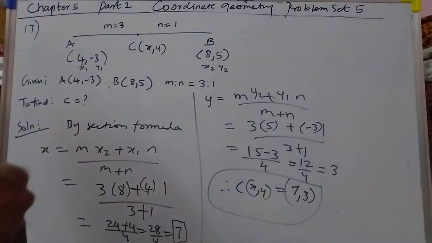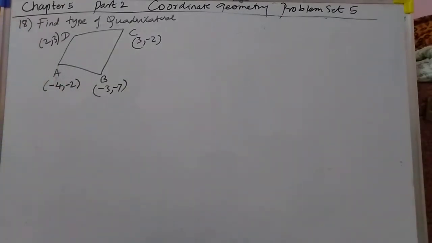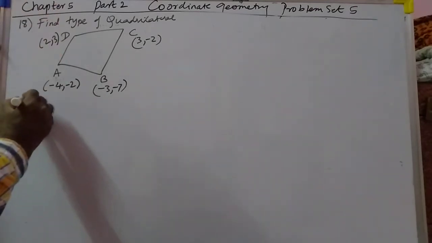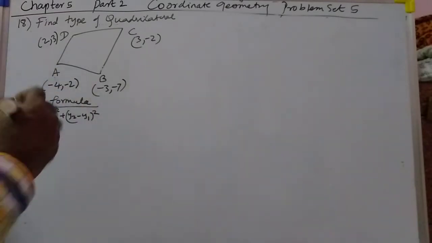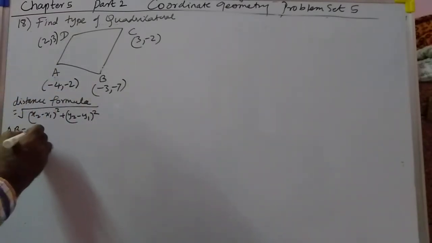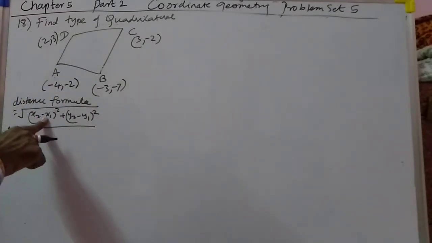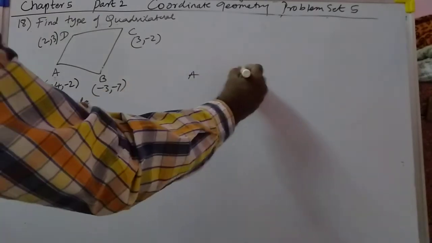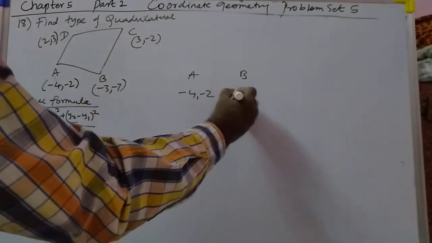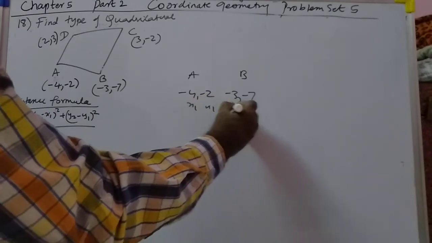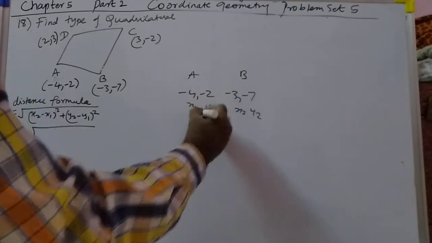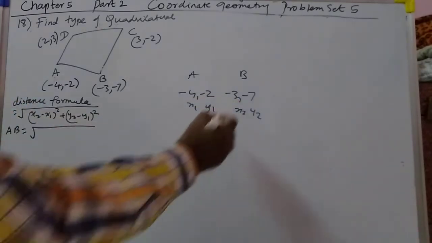Next we do another problem. 18th problem. We have to find what type of quadrilateral. Okay, distance formula use करेंगे यहाँ पे. Okay, first AB calculate करते हैं. So AB is equal to under root. Formula ये है x1 y1 x2 y2. तो यहाँ पे फॉर्मूला के हिसाब से सब्ट्रैक्ट करेंगे.